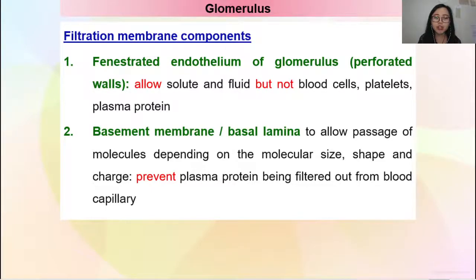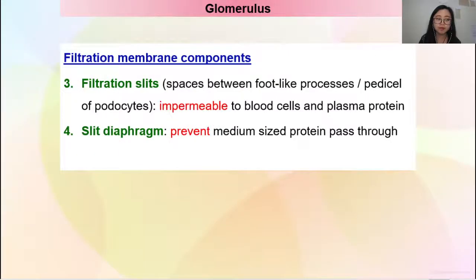The fenestrated endothelium of the glomerulus allows solutes and fluid but not blood cells, platelets, and plasma proteins. The basement membrane, or the basal lamina, allows passage of molecules depending on molecular size, shape, and charge. This prevents plasma proteins from being filtered out from the blood capillary.